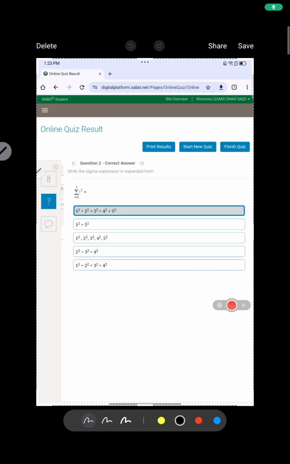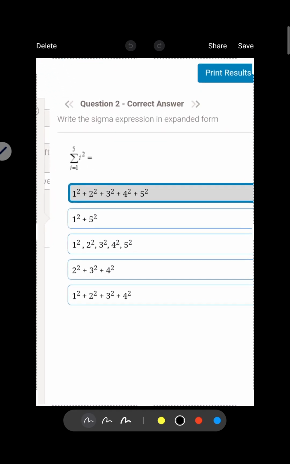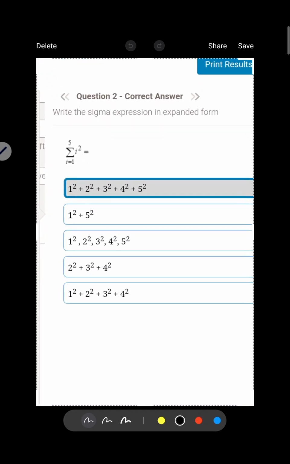Okay, so for question number 2, they want the sigma expression in expanded form. Okay, how do I do this? Look, like this. They said here this is the number 5. Now it means they want a set from here. It's also 1. So what does it mean? They want a set from 1 till 5. So 1, 2, 3, 4, and 5.